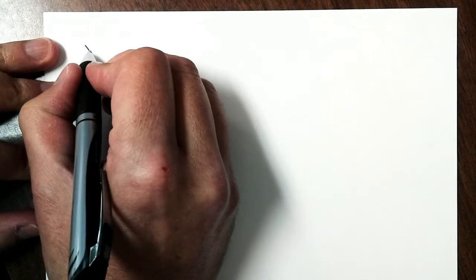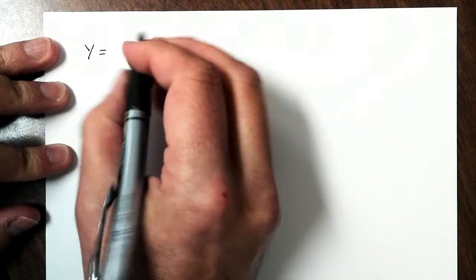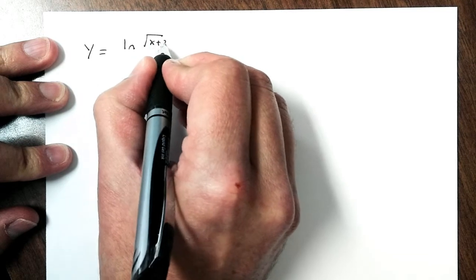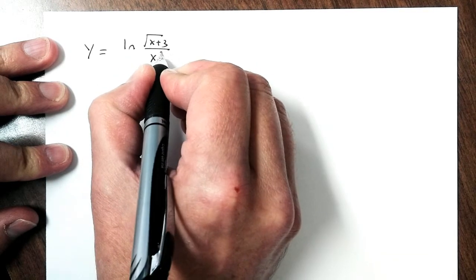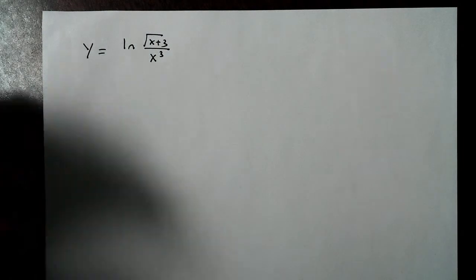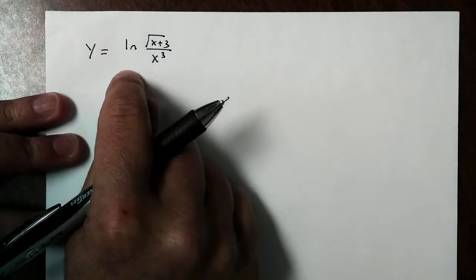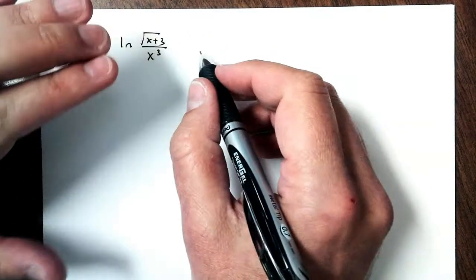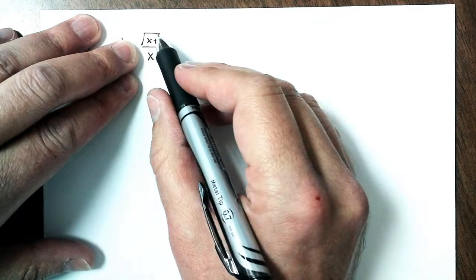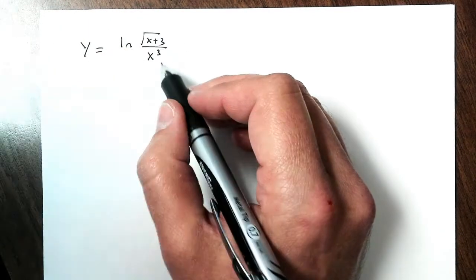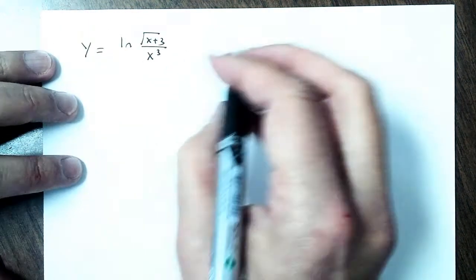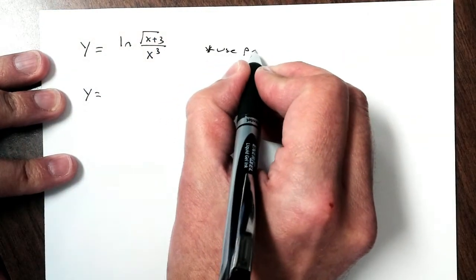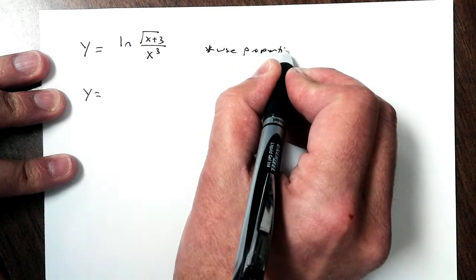So let's say I have something like y equals, let's say here, the natural log of the square root of x plus 3 over x cubed. And I want to take this derivative. Now, if I don't use the properties, man, this is pretty nasty. Okay, that's a chain rule. My inside derivative is going to be a chain rule and a quotient rule. It's really bad. So, by using my properties, I can rewrite this. Use those properties. They help make the problems easier for us.